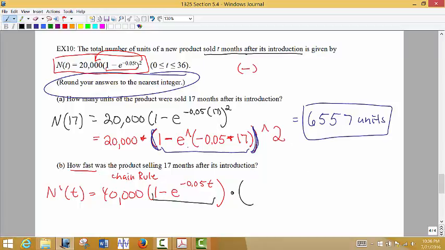All right, so we have two terms. The derivative of 1 is 0. So let's focus on the part that has the variable in it. We have negative, this is like a negative 1, so we're going to copy down the constant. And then we have e to this power. Remember, we're going to copy down exactly what we see, e to that power. And then we're going to multiply by the derivative of that power. So the derivative of negative 0.05t would be negative 0.05.